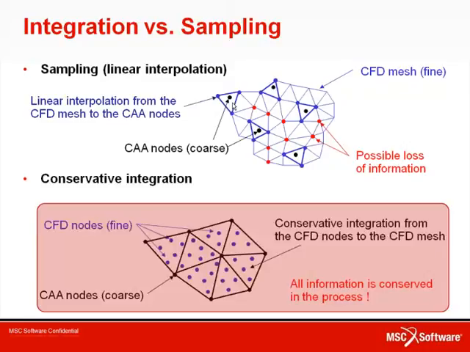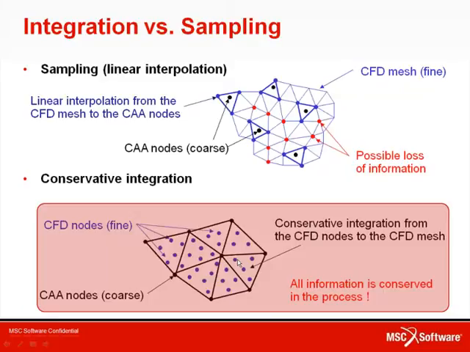Therefore, an alternative mapping technique has been implemented in Actran. And the process here goes really the other way around. So one first localizes all the CFD nodes in the acoustic mesh, and one uses the shape functions of the acoustic finite elements to integrate the CFD information on the acoustic mesh. And as such, there is no loss of information during the process.